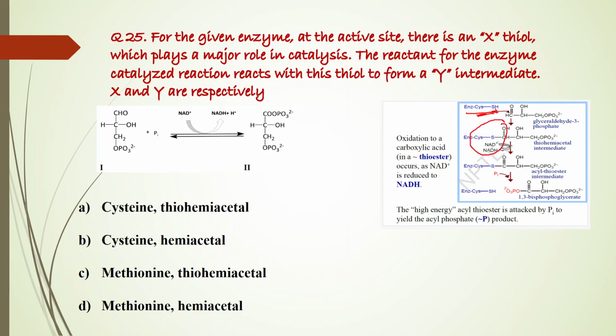What is this? This is a thiohemiacetal. Generally, if it was an OH, we would have called it a hemiacetal, but instead of OH, an SH group is interacting here, so that will be a thiohemiacetal intermediate. So what should be the correct answer? The thiol group is coming from a cysteine moiety, and the intermediate forming is a thiohemiacetal. So accordingly, option A should have been the correct answer of this question.